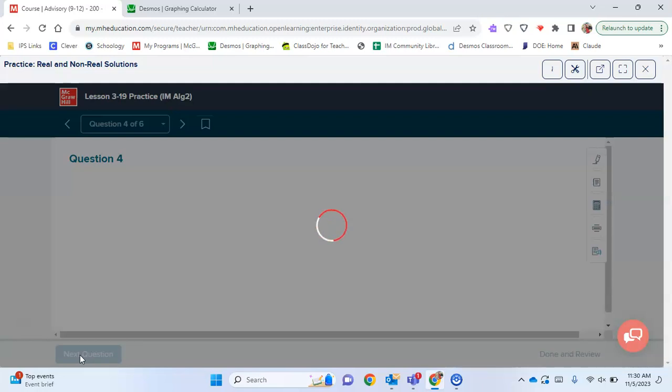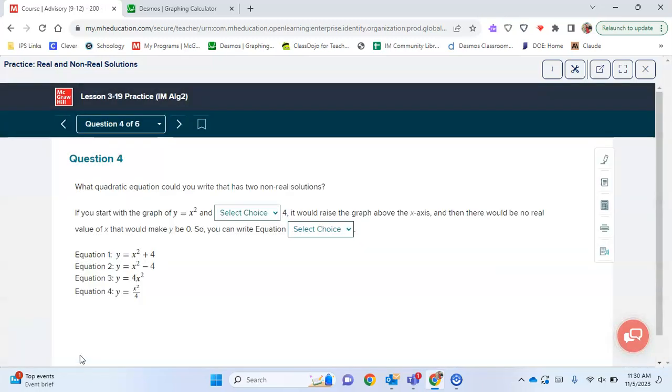Question 4. What quadratic equation could you write that has two non-real solutions? If you start with the graph of y equals x squared and blank 4, it would raise the graph above the x-axis. Well, you would have to add 4. And adding 4 would raise the graph above the x-axis. And then there would be no real value of x that would make y be 0. So you could write equation blank. Which one do they add 4? It'd be equation 1.